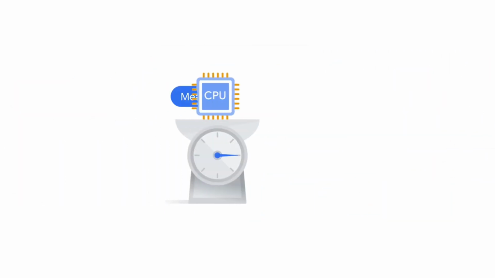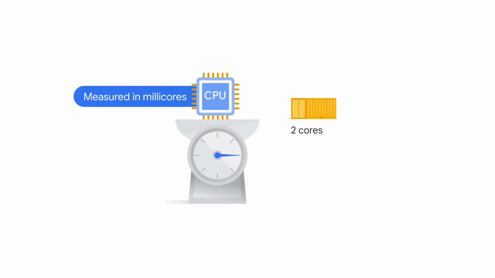CPU resources are measured in millicores. For example, a container that needs 2 full cores to run would be measured as 2000 M, millicores. A container that needs 1/4 of a core would be measured as 250 M.